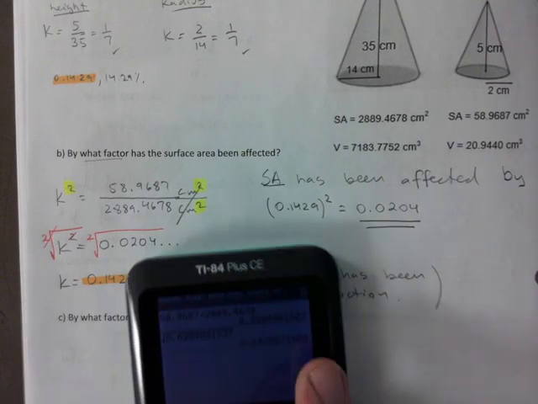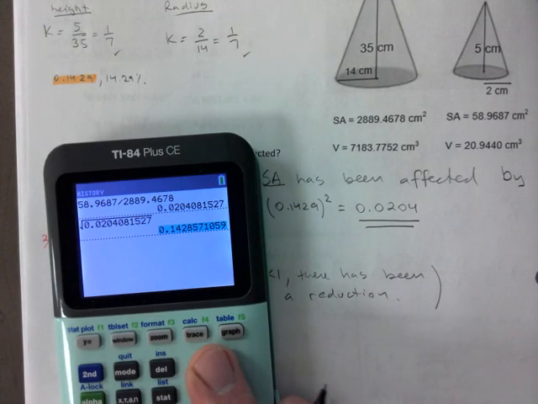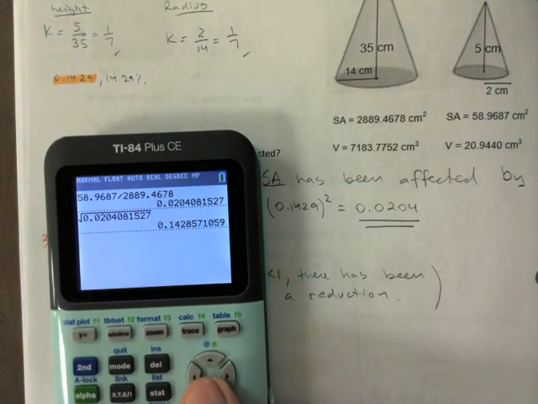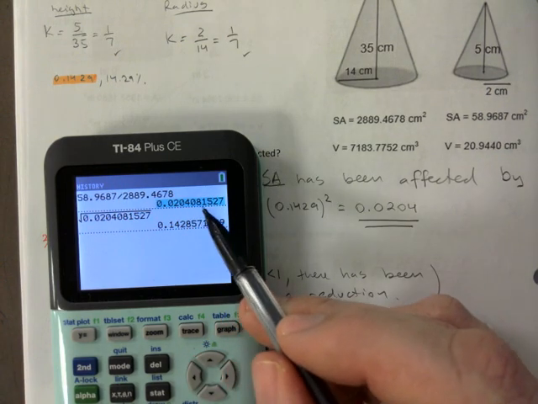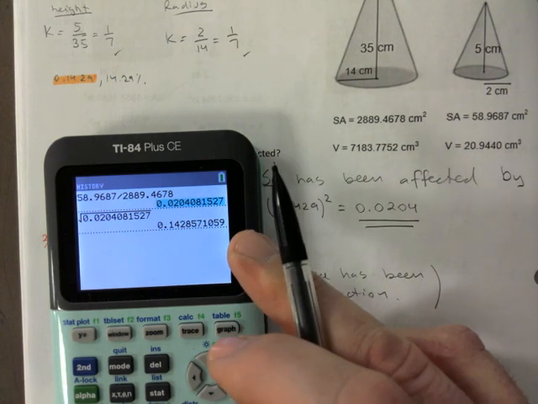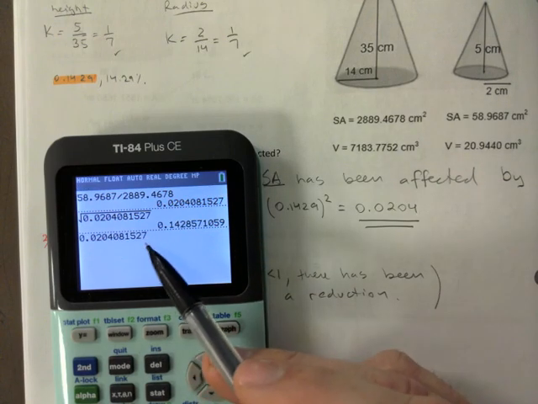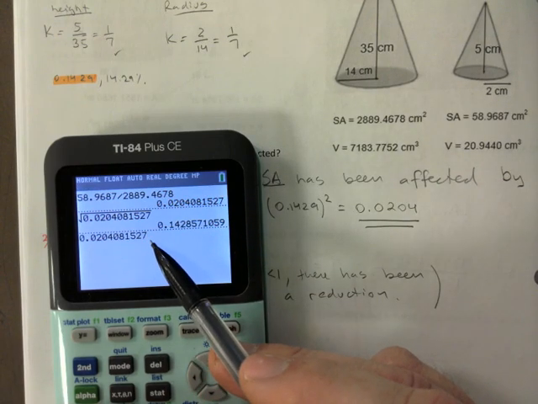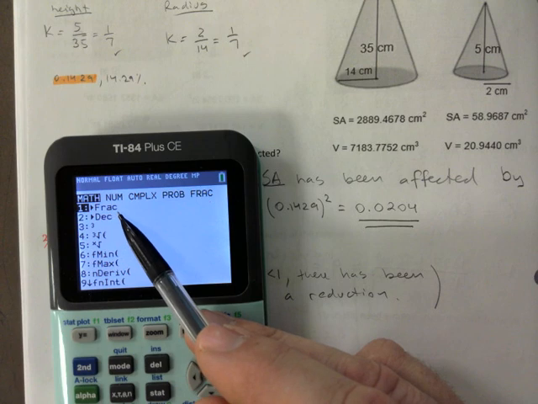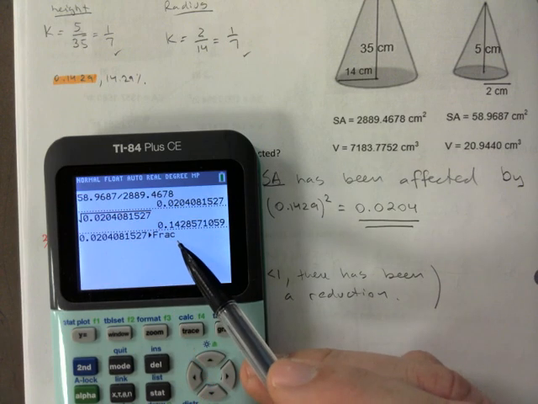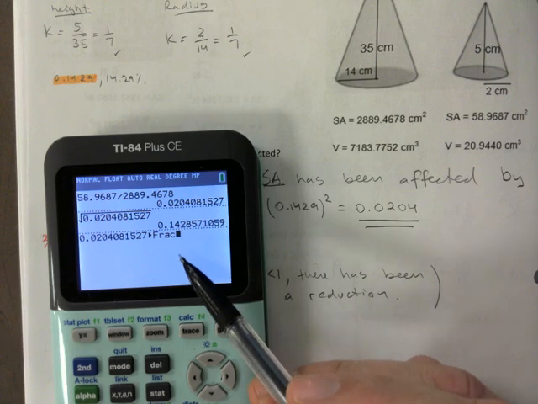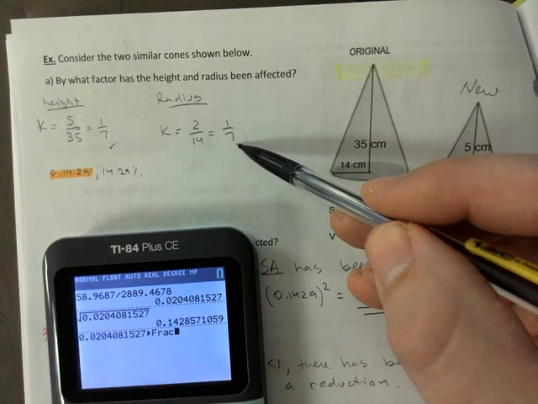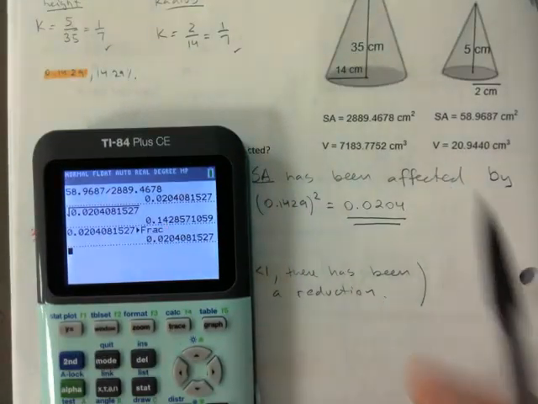By the way, I'm going to go back to my calculator. I don't know if you remember me showing you this, but if you go up to 0.0, this one here, and you copy it down, hit enter, and you go math, fraction, let's see if it turns it into a fraction. It should be 1 over 49, because 1 over 7 squared would be 1 over 49. Let's see if that works.